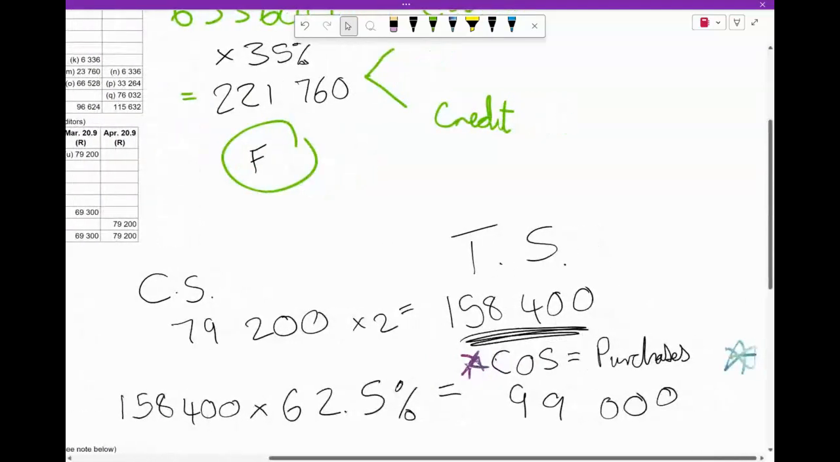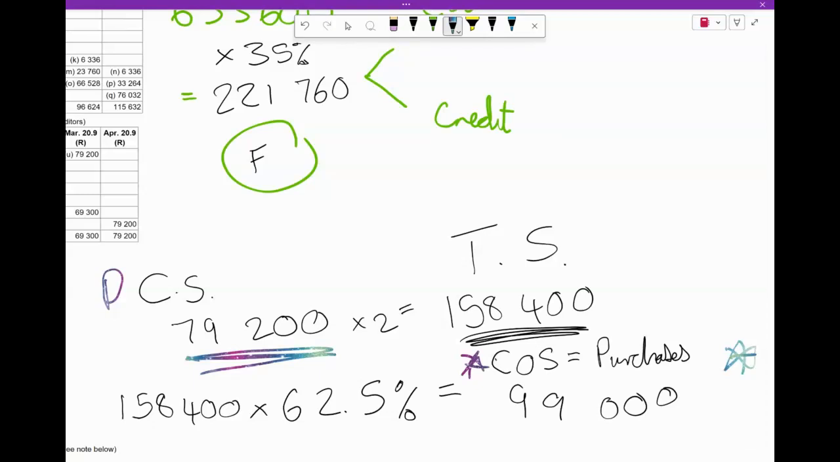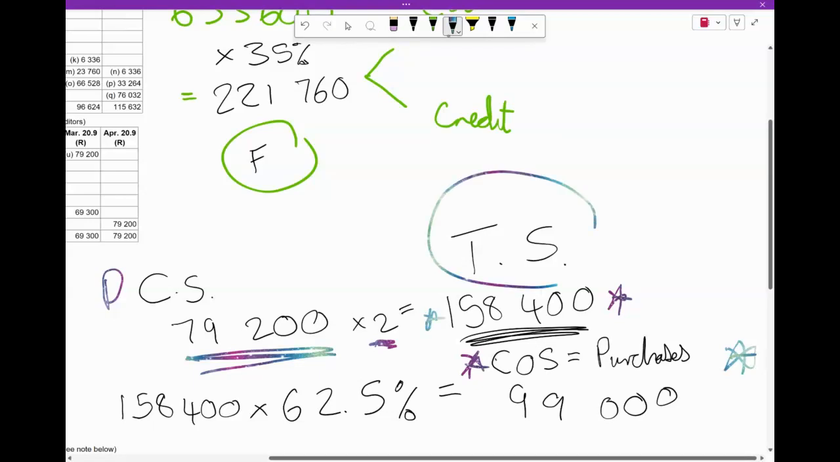We're starting with December because remember we say we pay in the following month for the credit sales. They only gave us December's credit sales, which was 79. But we know that credit sales is 50% of total sales, so we just multiply by 2. And that's how we got the 158,400 to get our total sales. We're together.